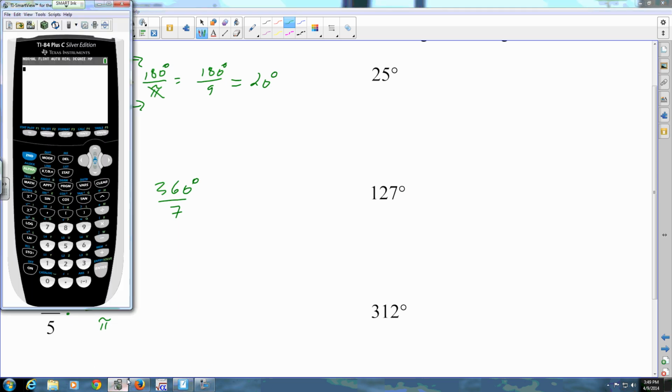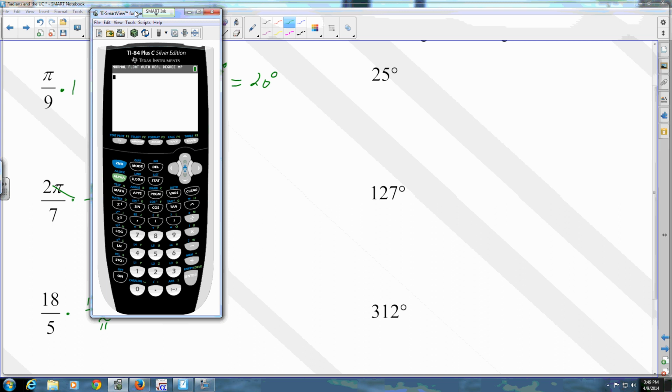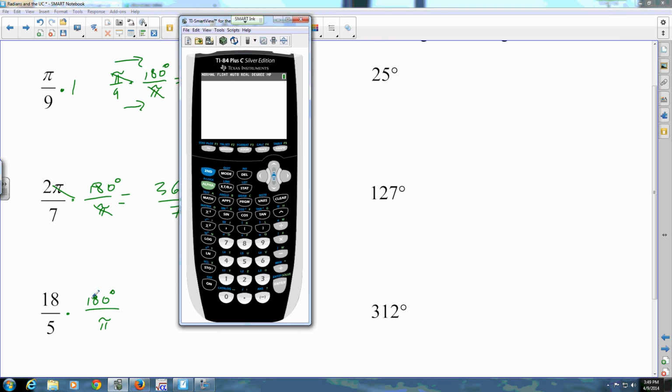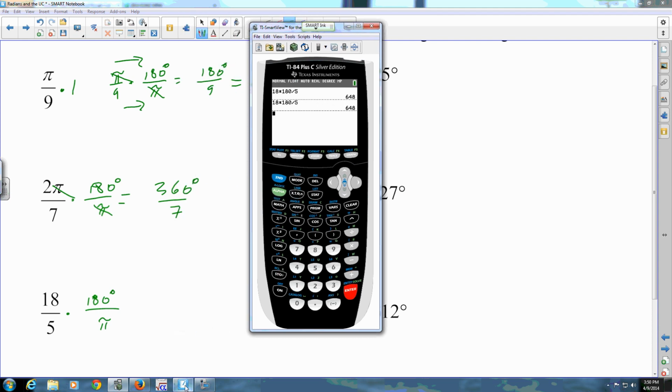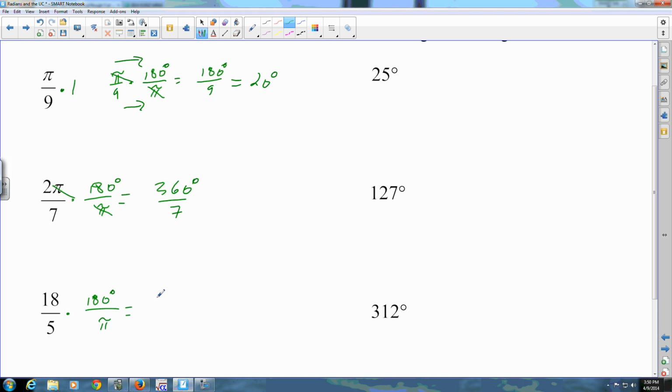If you want to, you can bring up a calculator and type the thing in. Just don't type the pi into it. Let pi be pi. So I have 18 times 180 divided by 5. So 648 divided by pi. Just let pi be pi. That's what I was saying. Don't evaluate it. I want the exact answer. That's 648 degrees over pi. It's fine. Just leave it alone.